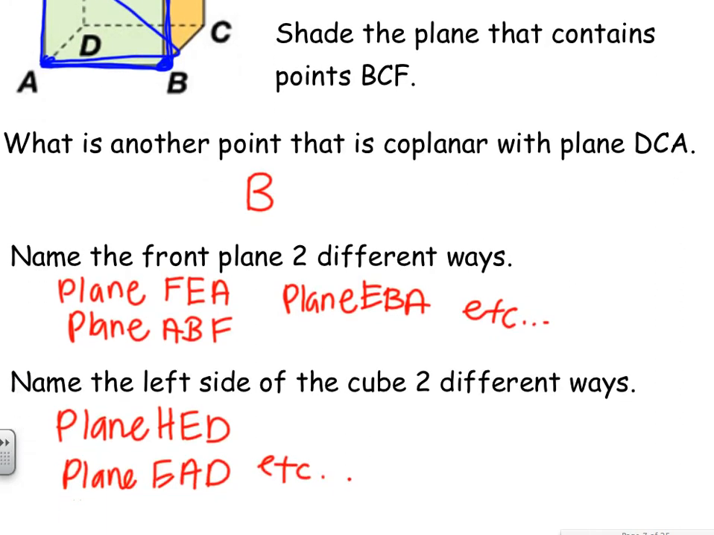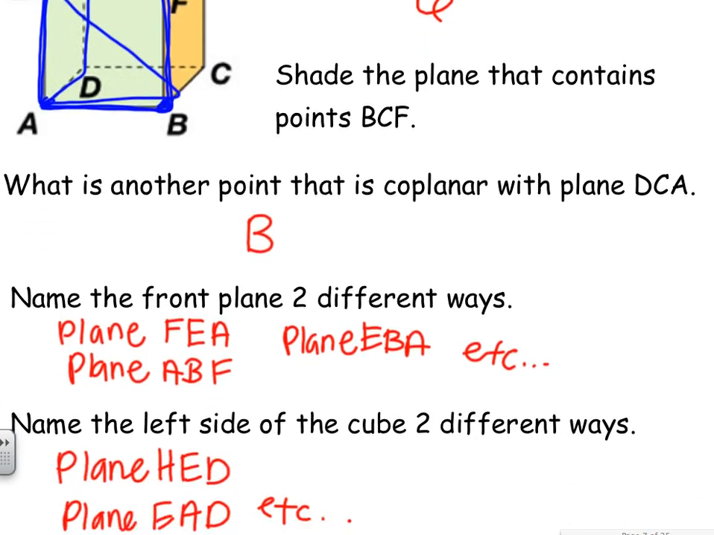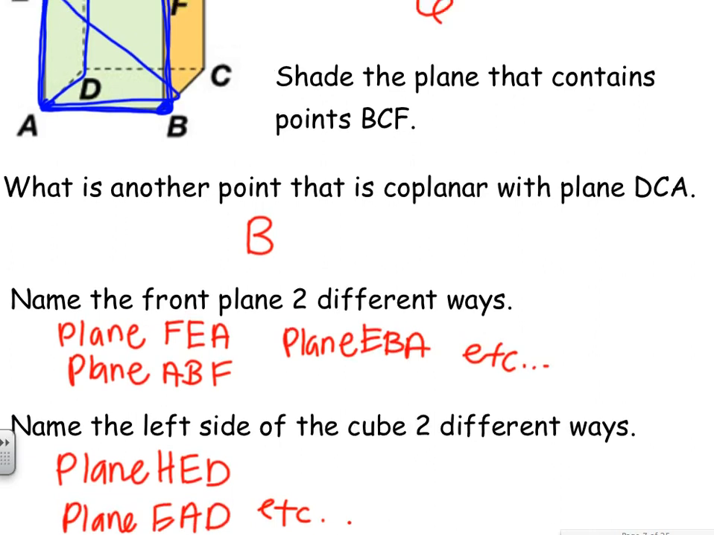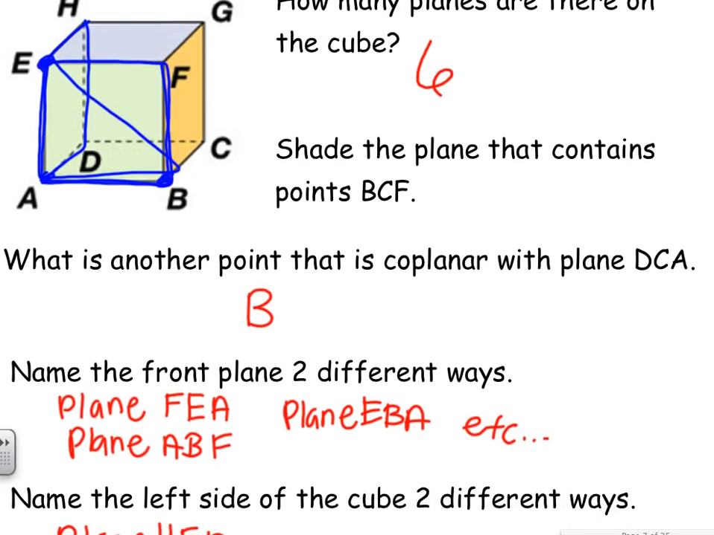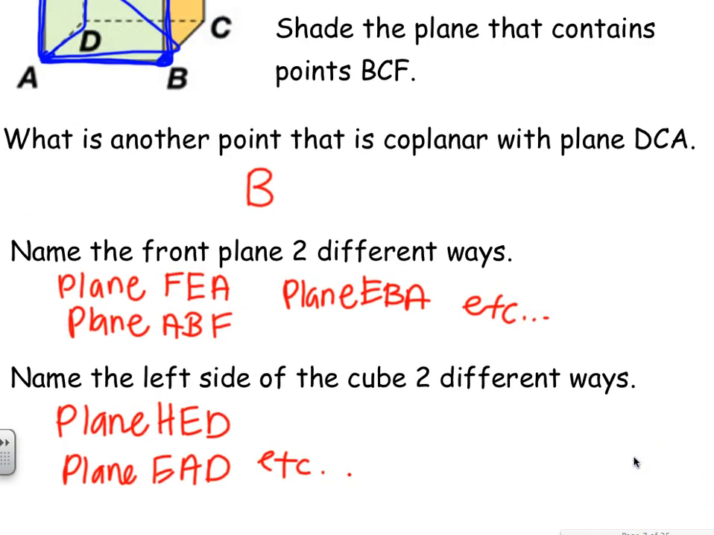Name the left side of the cube 2 different ways. Again, the left side contains H, E, A, and D. So in any order, make sure you use the H, E, A, or D letters and no other. So you could have said H, E, D, or E, A, D, or E, D, A, or D, A, E, etc. Let me know if you want to make sure your definition of a plane is correct. Otherwise, we're moving on.